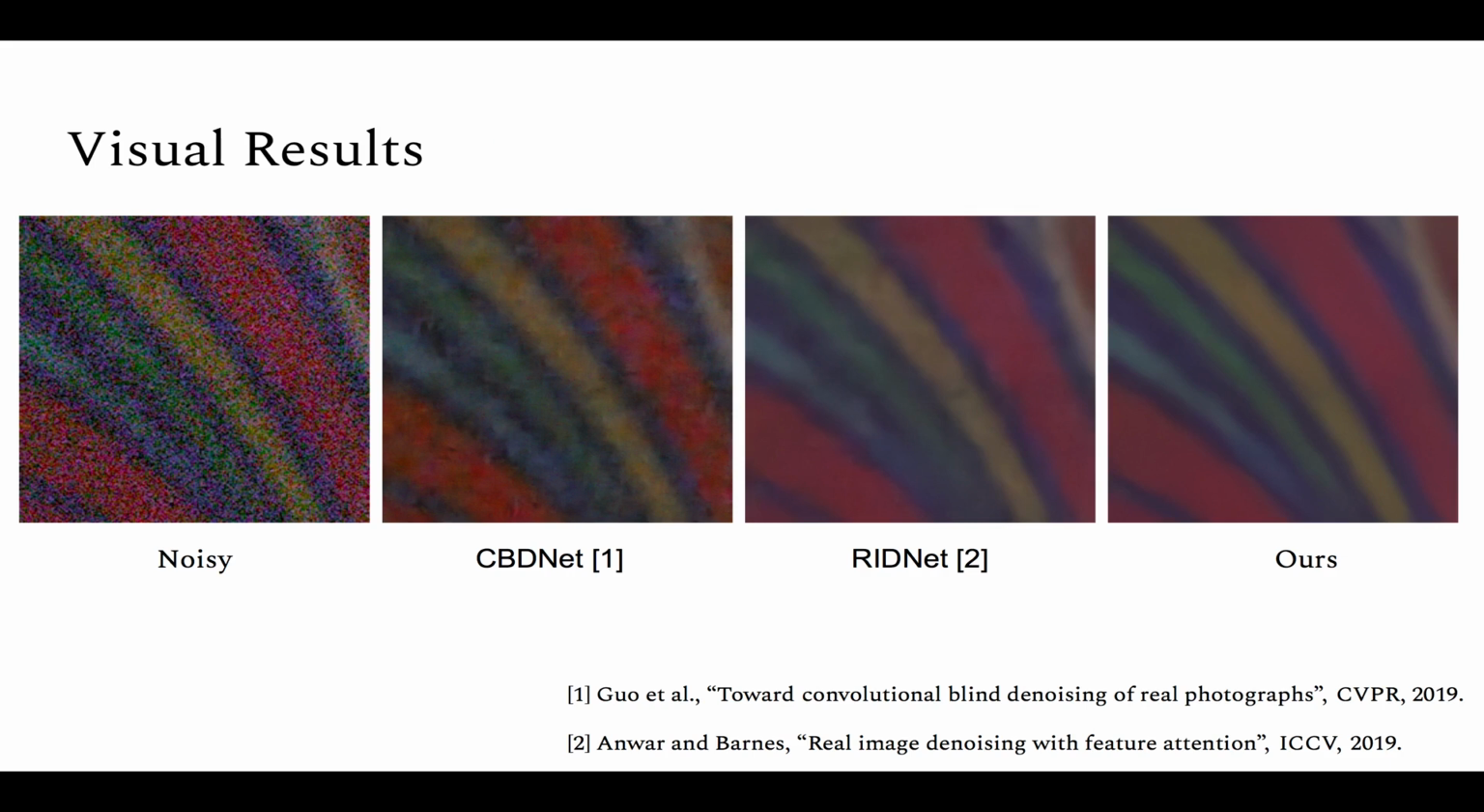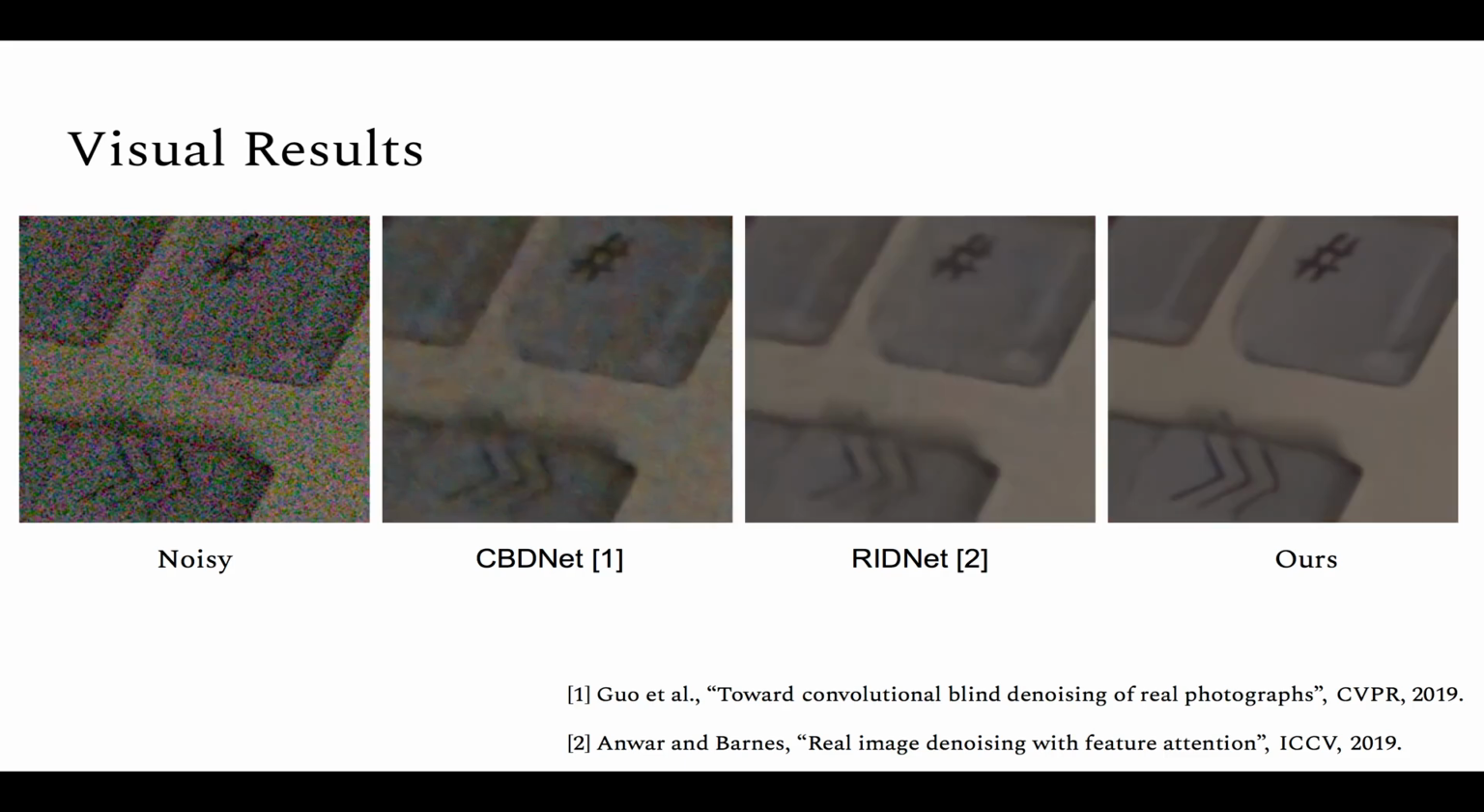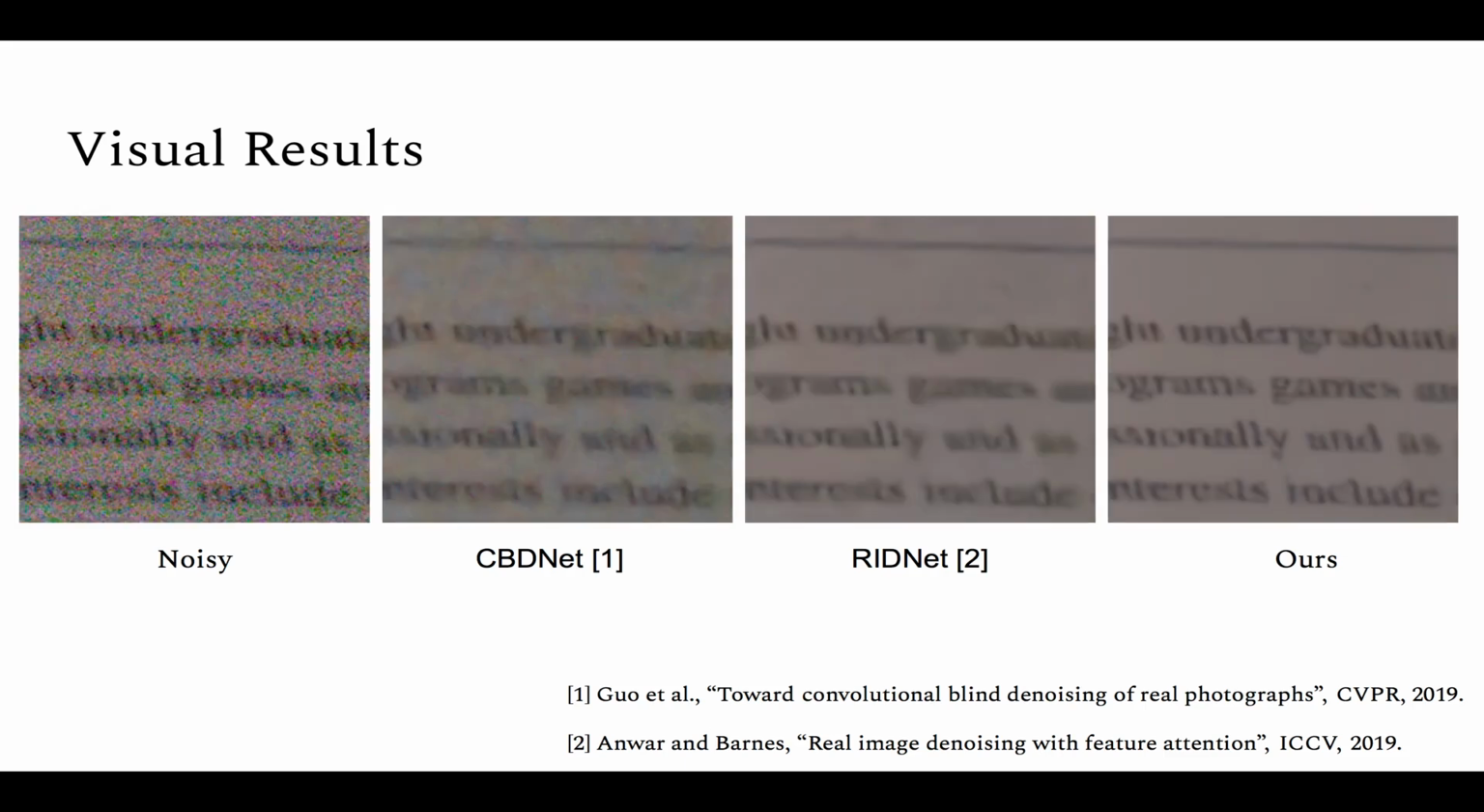In this example, it can be seen that our method is effective in removing real noise, whereas the competing algorithms RIDNet and CBDNet are not able to completely remove noise and their reproductions have splotchy textures. In this example, we show that our method recovers the structural content better than other approaches. Here's another example. And in this final example, compare the recovery of the text.